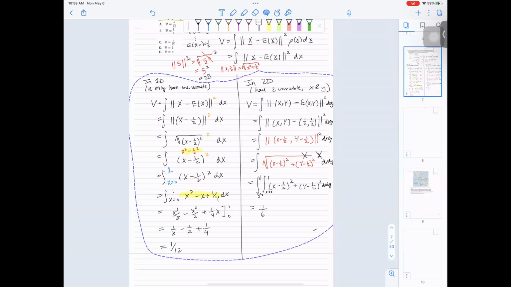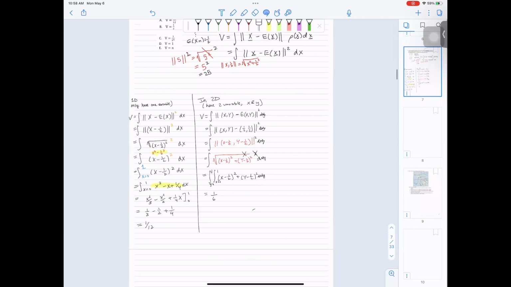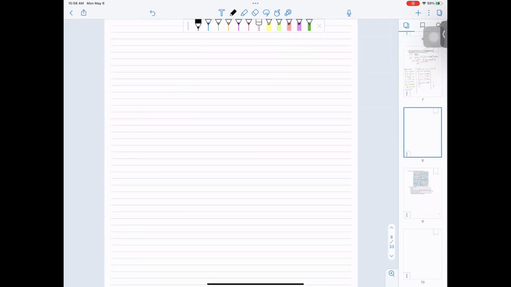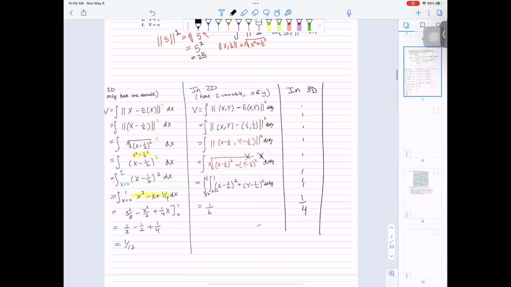Okay, I'm going to make this smaller. Let's try in 3D. Or let me not write everything out in 3D, but you can try it yourself. You'll get an answer of 1/4. You can do it again if you want in 4D, right? You could keep going. Do I see a pattern here?